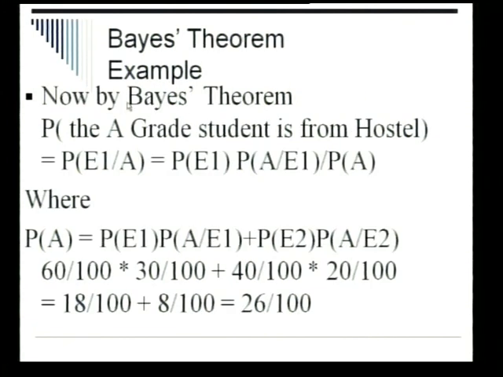So by the Bayes theorem, the probability that the A grade student is from the hostel is the probability of E1 given A, which is equal to probability of E1 into probability of A given E1, divided by probability of A. Now, A means a student has obtained grade A, so he may be from the hostel or a day scholar. So probability of E1 into probability of A given E1, plus probability of E2 into probability of A given E2. We substitute all the values and simplify, and we get the probability of A as 0.26.